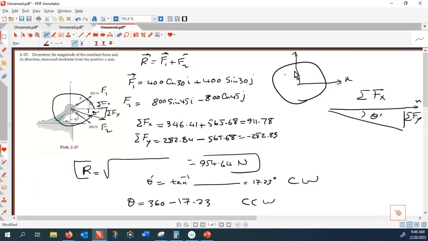Here, x is negative, y is positive. Here, both of them are negative. Here, x is positive, y is negative. And the radius of that circle is 1. The radius of this circle is 1. That's the trigonometric circle. The radius is 1.